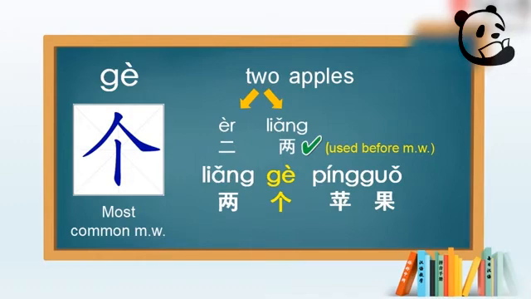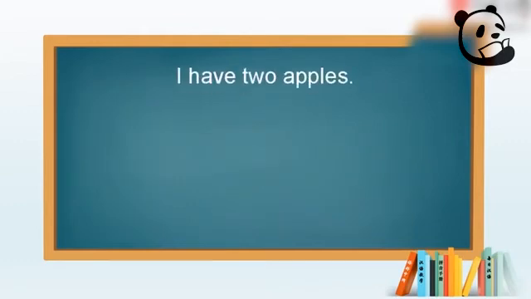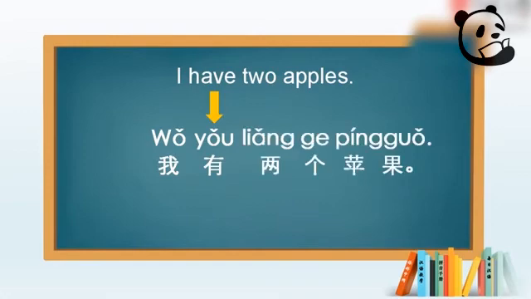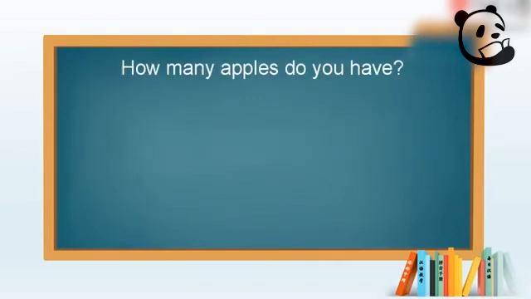Now let's make a sentence. I have two apples. The Chinese word to have is 有. So, I have 我有. I have two apples. 我有两个苹果. Now have a listen. 我有两个苹果. And to ask, how many apples do you have?